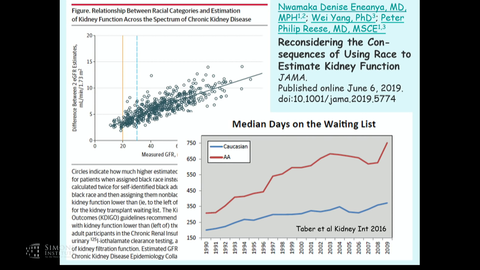How much of the variation in muscle mass is accounted for by race? I couldn't find that anywhere in the literature. I went to NHANES and did the analysis because there you have the dual X-ray absorptiometry for muscle mass, so you can see. And this is the distribution of whites and blacks.